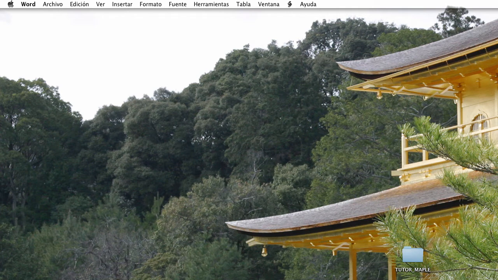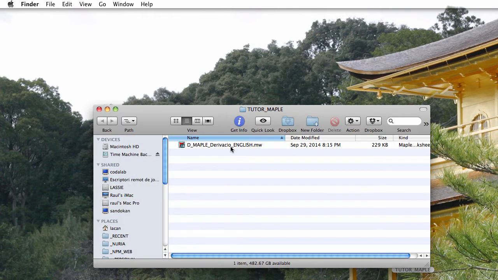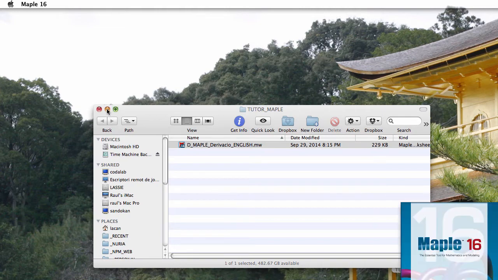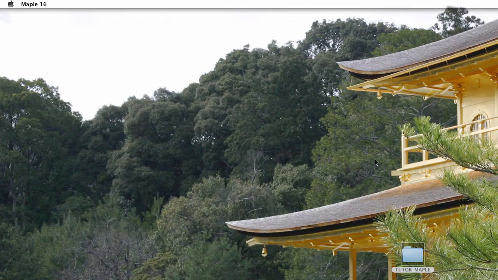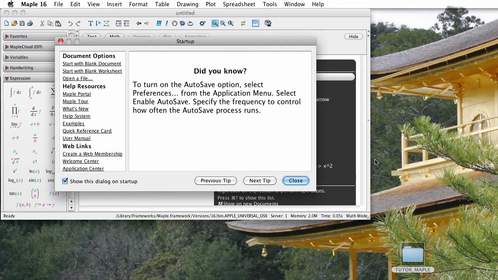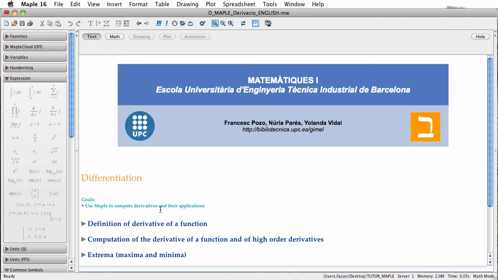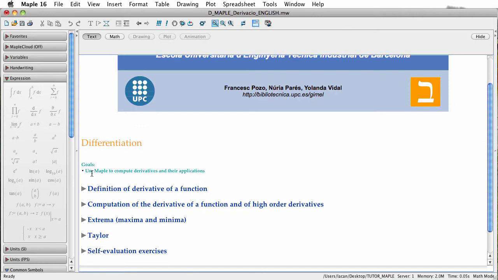So today in this tutorial we are going to see how to compute derivatives and also which are the applications of the derivatives, which are going to be the computation of extrema and the Taylor polynomial. So first of all you need to open the tutorial, which is already prepared. Just open it and let's put it inside the frame. So goal: how to use Maple to compute derivatives and their applications.